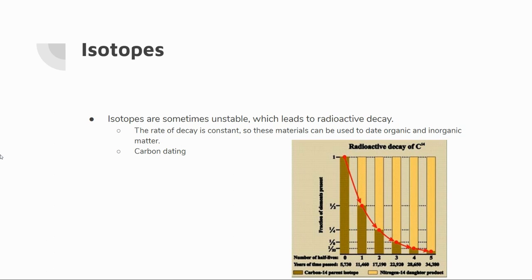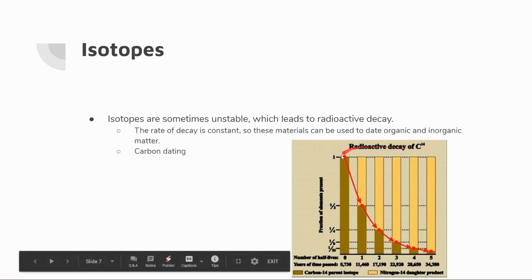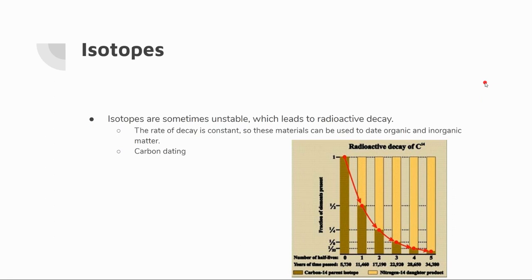this radioactive decay can be used to find out how old something is when we're talking about organic matter. So the rate of decay is constant. So these materials can be used to date organic and inorganic matter. This is known as carbon dating. So if we take C14 and we know the rate at which it decays, then we could take a piece of organic matter and date how old it is based off of how much C14 has decayed.